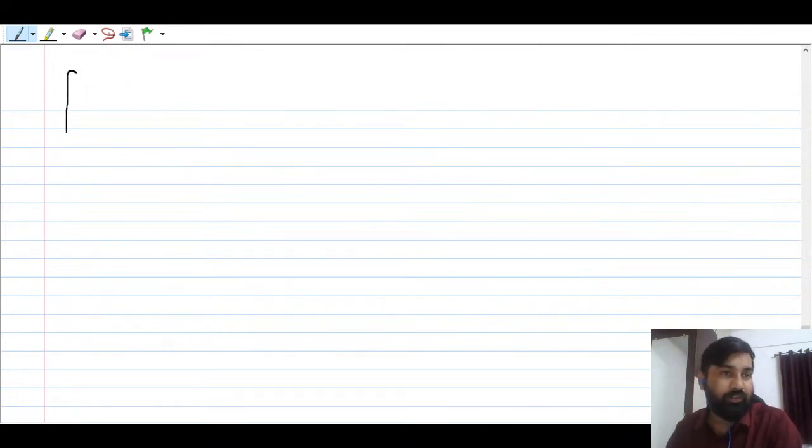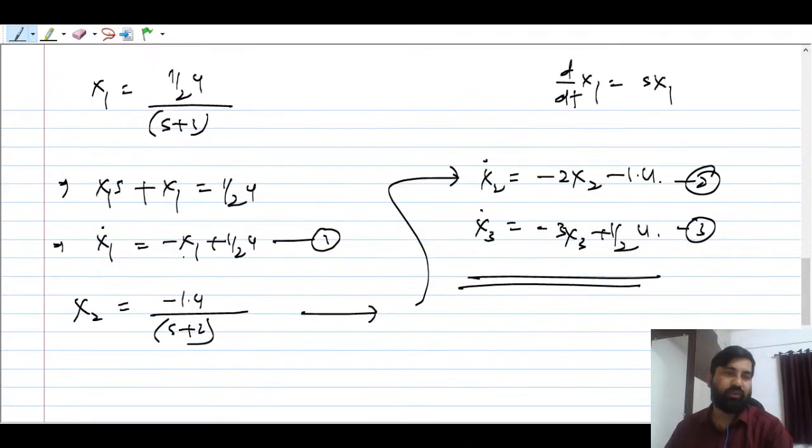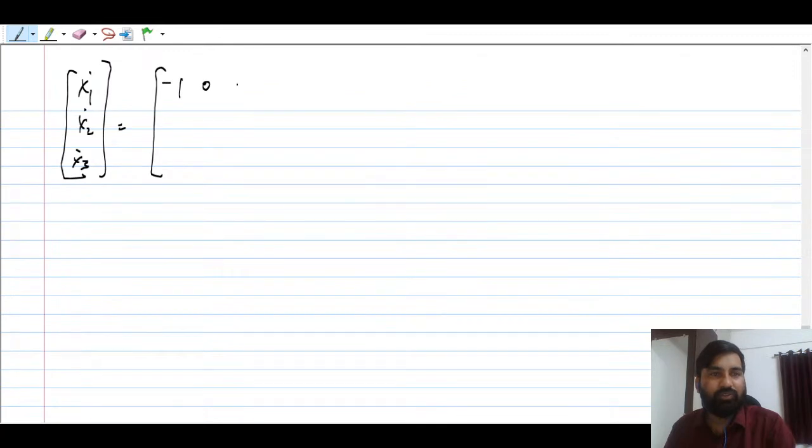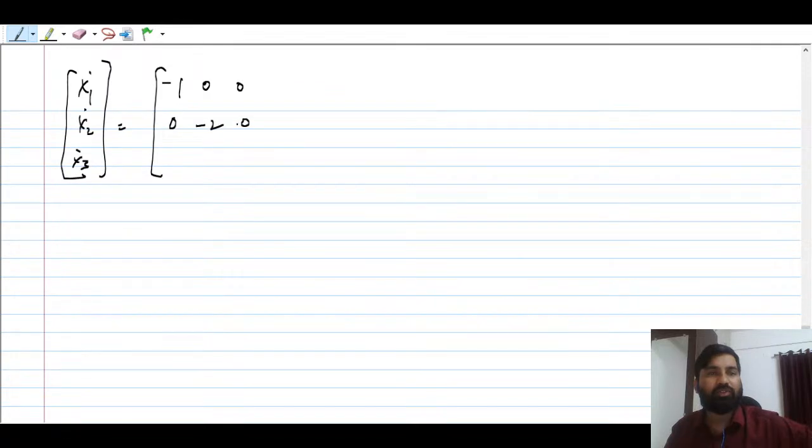What is that? You write here x1 dot, x2 dot, x3 dot, right? And then you write here what? In the first equation, what is the coefficient of x1? That is minus 1, and there is no x2 or x3. So you will write minus 1 0 0, right? Now look at the second equation: the coefficient of x2 is minus 2, but the others are 0, so you write 0 minus 2 0, right? And 0 0 minus 3. Okay, this is the A matrix that you have obtained in diagonalization form.